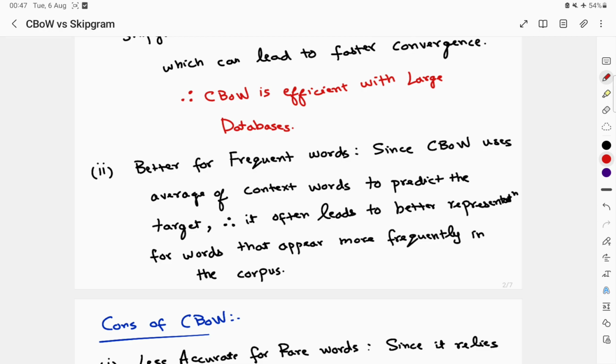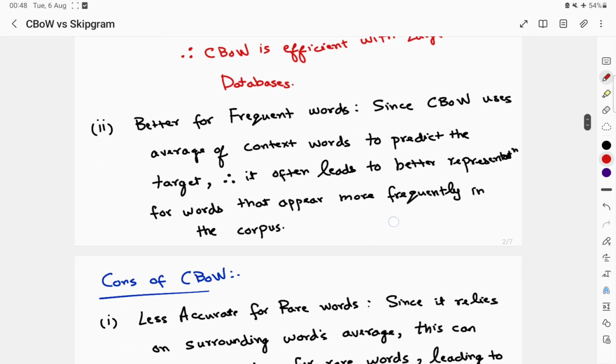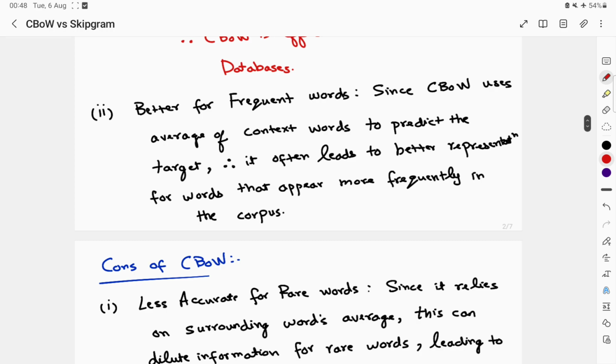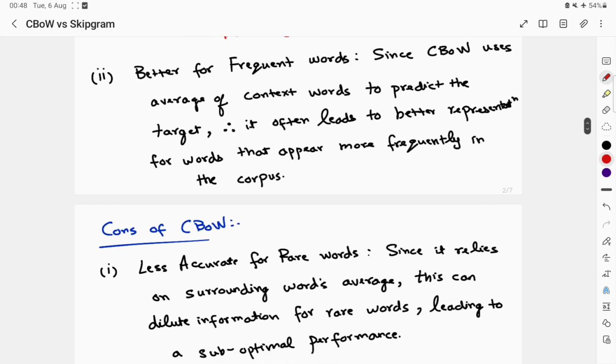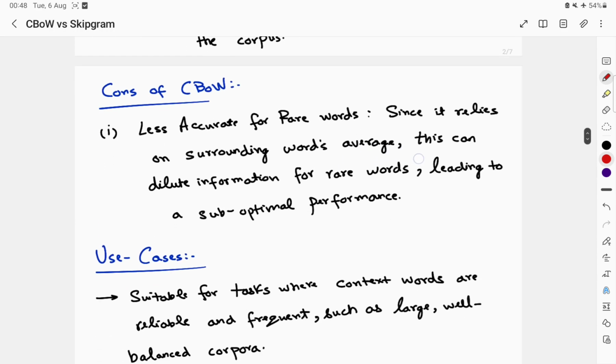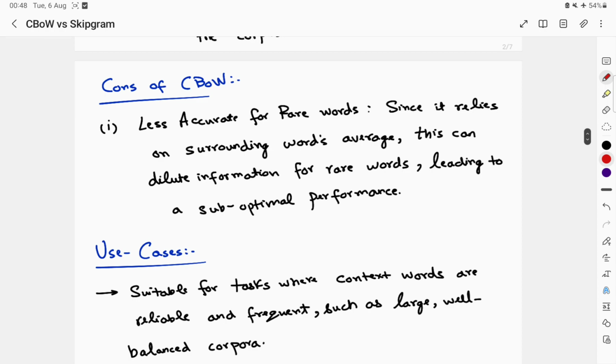Since CBOW uses the average of your context words, or your surrounding words, to predict the target, it often leads to a better representation for the words that appear more frequently in your corpus. That makes it a better choice for high frequency words in your corpus. There are certain disadvantages of CBOW.